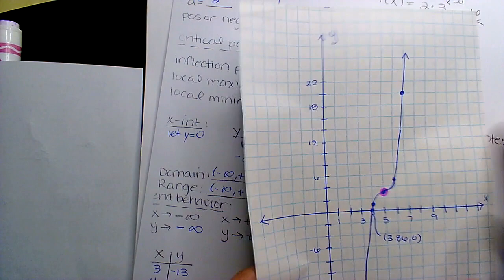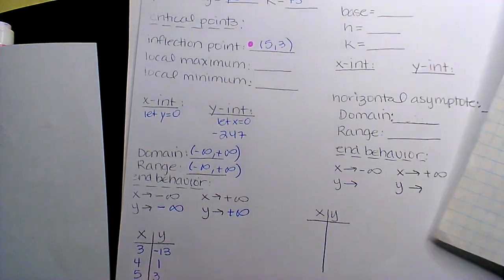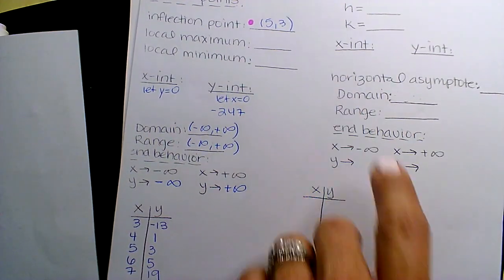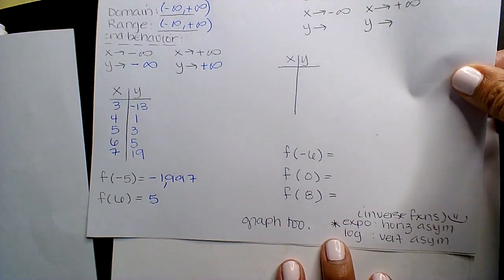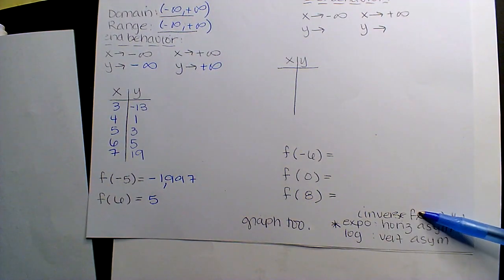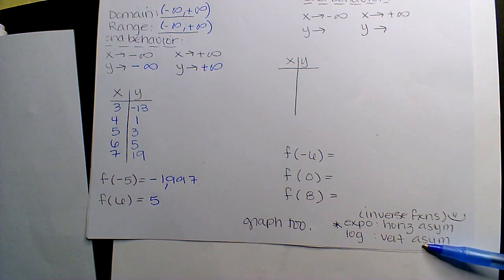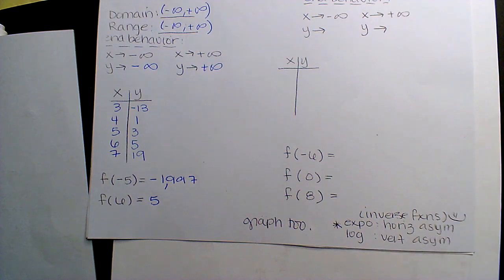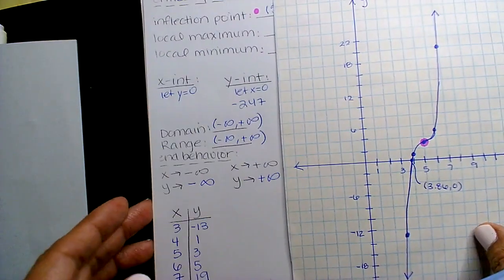And then give the exponential one a try. Tomorrow I'll talk about the horizontal asymptote, but at the bottom it says inverse functions. If exponential functions have a horizontal asymptote, the logs have a vertical asymptote. Yeah? Okay. I don't even know what time it is.